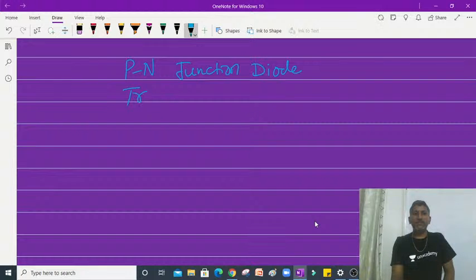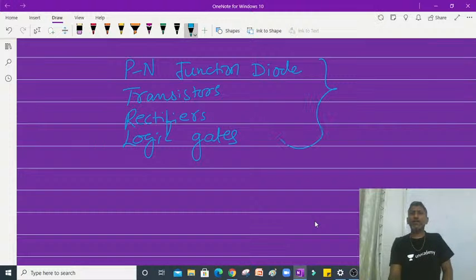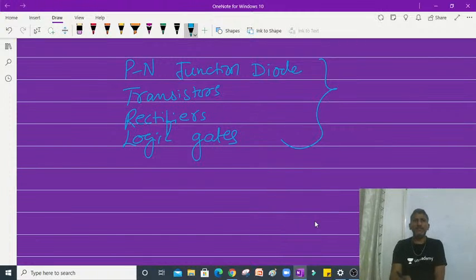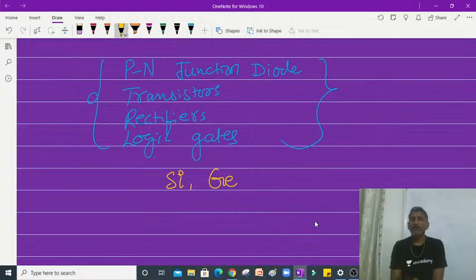And next, transistors. Next, rectifiers. Next, logic gates. These are all the semiconductor devices, students. Remember, all these devices are made from semiconductor materials, either intrinsic or extrinsic semiconductor. Generally, silicon and germanium are used to prepare all these semiconductor devices.